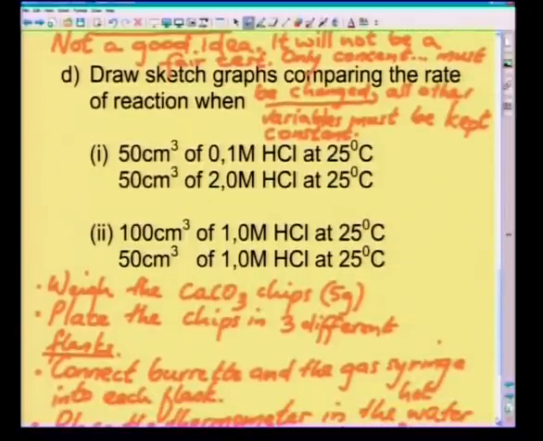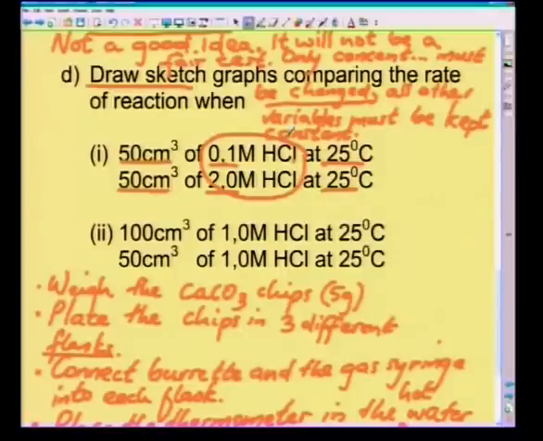All right. D, draw sketch graphs comparing the rate of reaction when 50 cubic centimeters, 50 cubic centimeters. So volume is kept the same, but then the concentration has been changed. 1 mole per cubic decimeter HCl, 2 mole per cubic decimeter HCl. The temperature is also kept constant. The only thing that is changing, you can see there, is the concentration. Now, we know here the rate will be lower compared to the rate here because this part here is more concentrated.